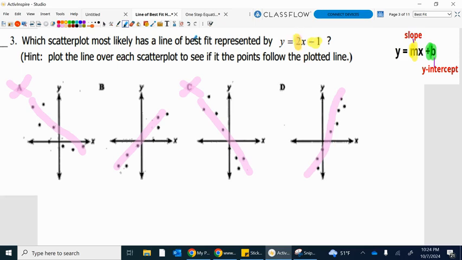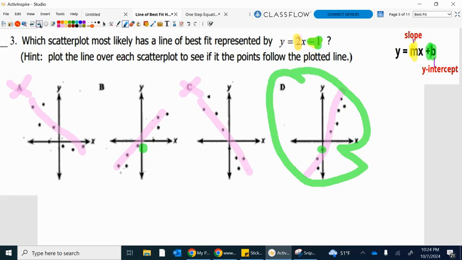Sorry, I should have used yellow there and green here. So here is negative 1. Here is negative 1. We can see there's a point right there on negative 1. So, D is our best answer.